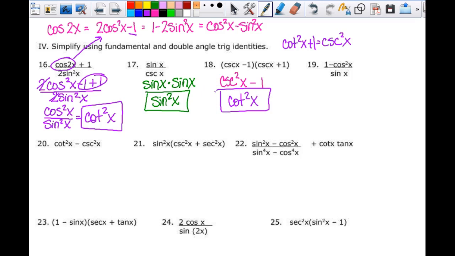On 19, this is your Pythagorean identity. 1 minus cosine squared is just going to give you sine squared x over the sine of x. That just gives you sine x.